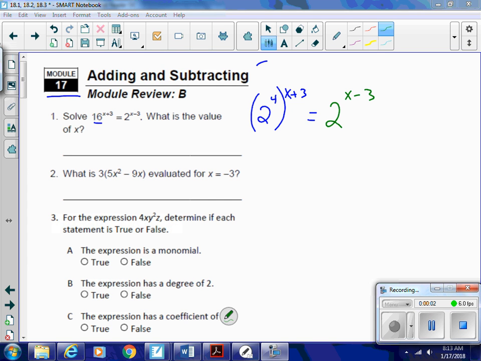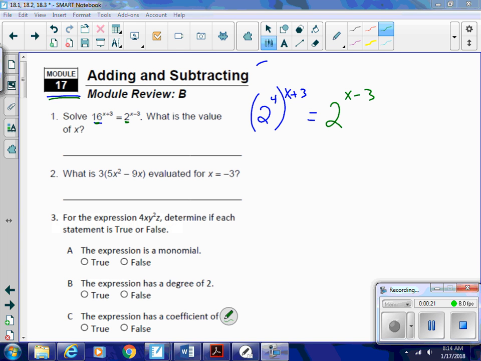This is our review for Module 17, adding and subtracting polynomials. For number 1, they want us to solve this equation and find the value of x. Well, what I notice is 16 and 2 are different bases, and I can't solve this problem until I have the bases the same.